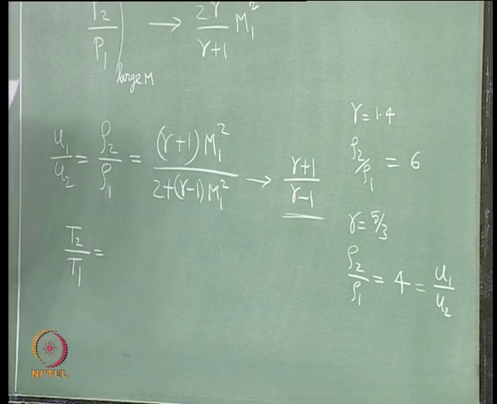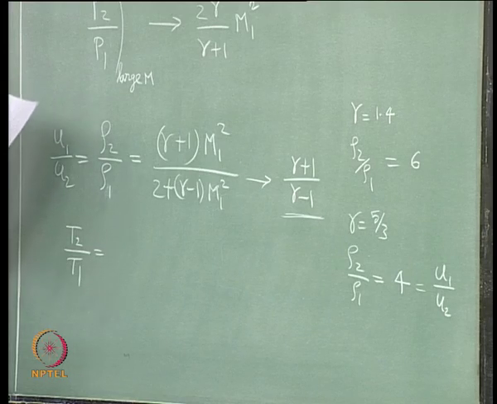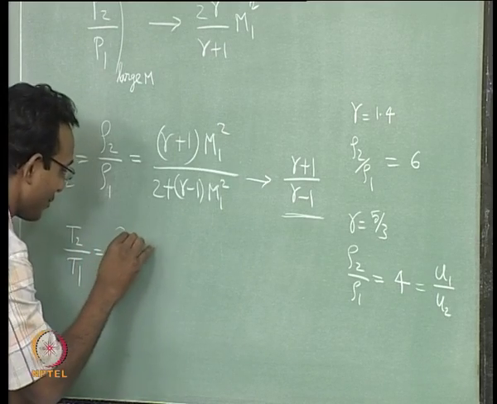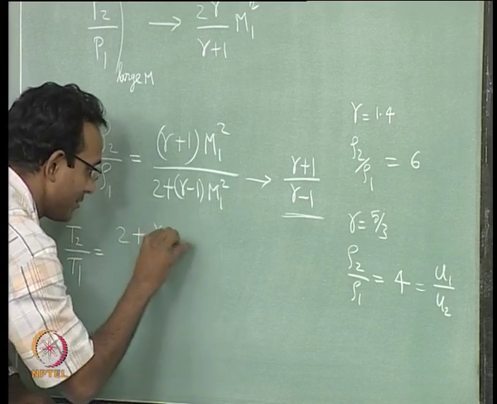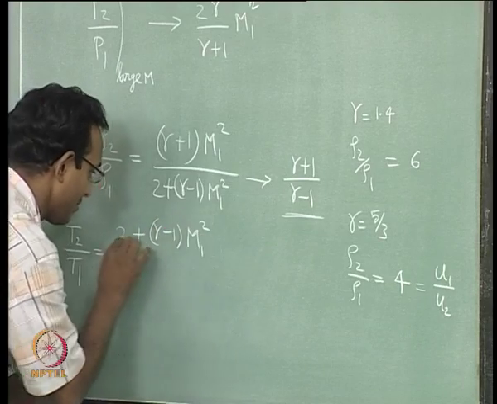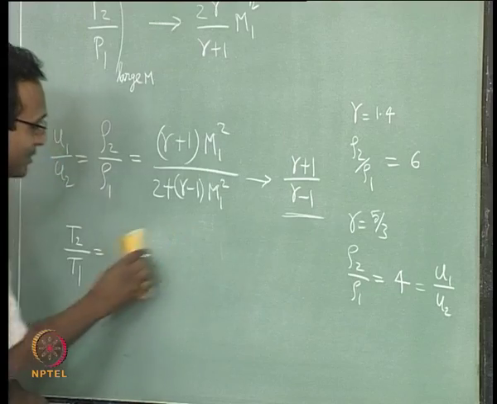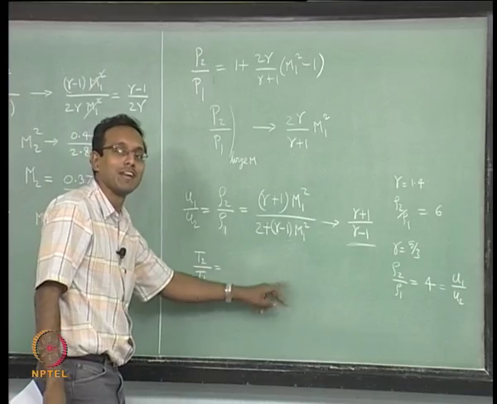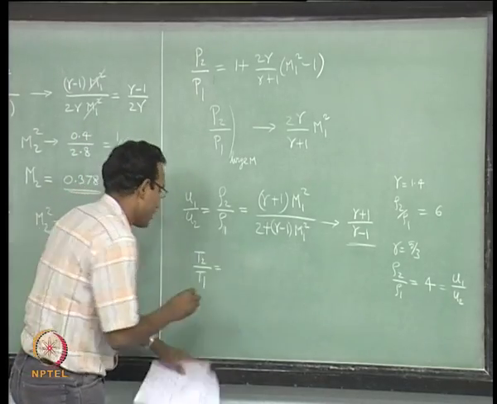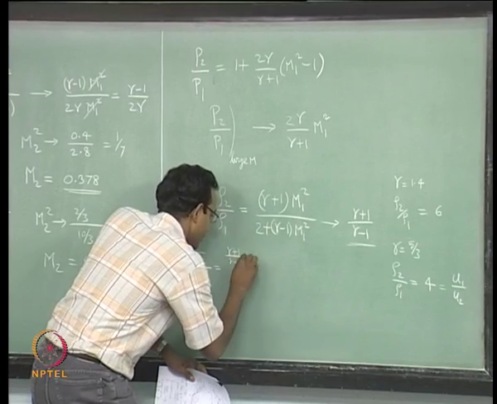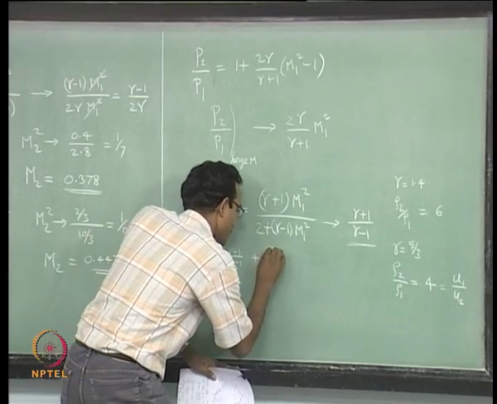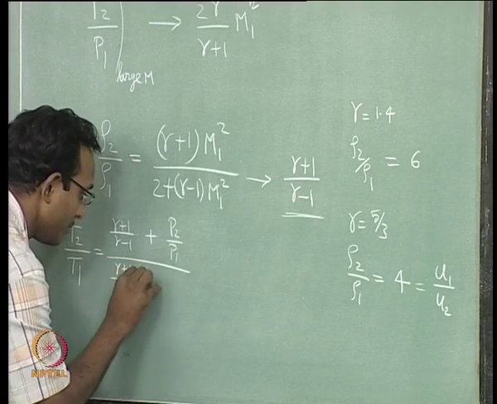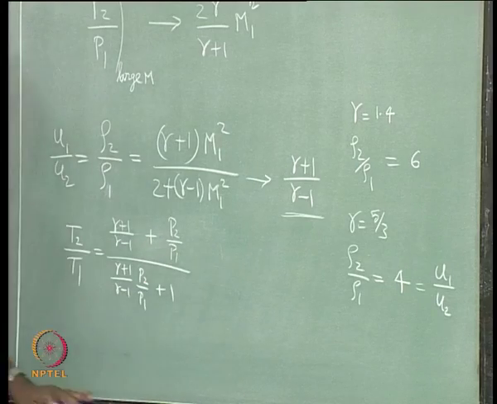I will pick a particular relation. I am not going by the notes now, I am going free form writing 1 plus, oh this is going to be more complex, so I have to go by the notes. We will go back by the notes, because I will get an m2 square here, then m2 and m1 I have to link, let us not do it that way. I will just go gamma plus 1 by gamma minus 1 plus p2 by p1 divided by gamma plus 1 by gamma minus 1 times p2 by p1 plus 1. We had such a relation.